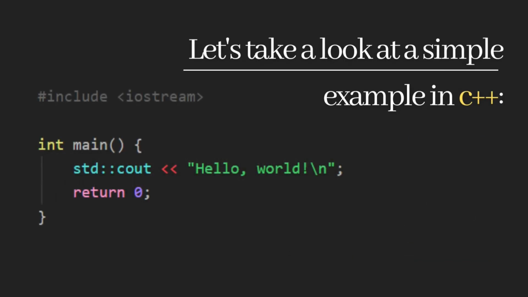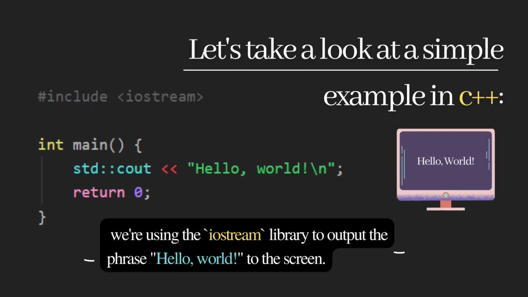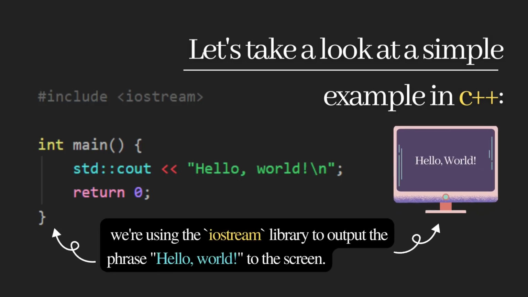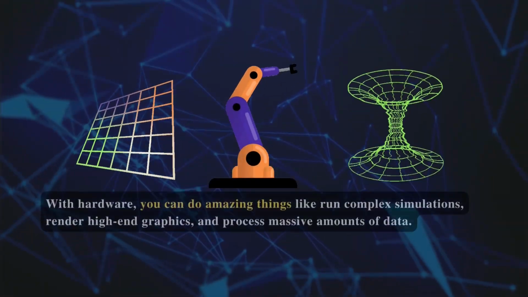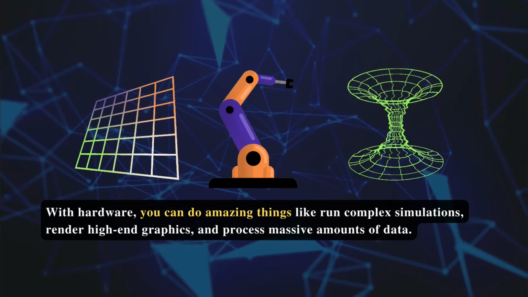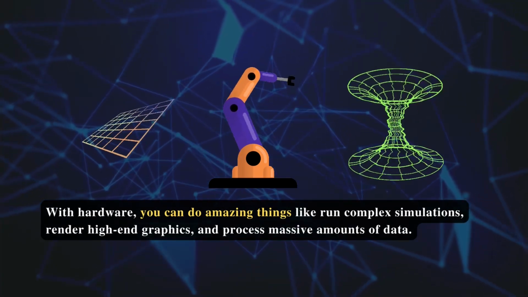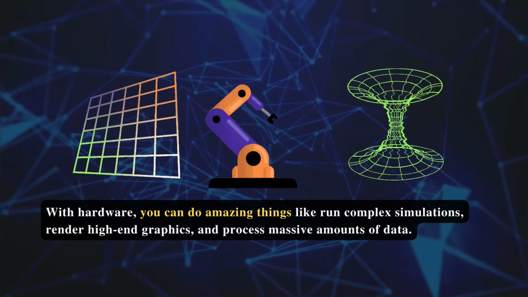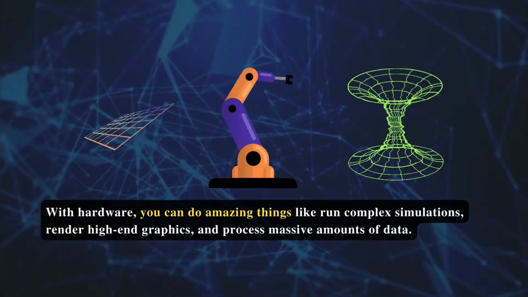To give you a taste of what code can do with hardware, let's take a look at a simple C++ program that prints the phrase, "Hello world," to the screen. In this code snippet, we're using the iostream library to output the phrase, "Hello world," to the screen. It may seem simple, but it demonstrates the basics of how code can interact with hardware to perform tasks. And that's just the beginning. With hardware, you can do amazing things like run complex simulations, render high-end graphics, and process massive amounts of data. The possibilities are endless.